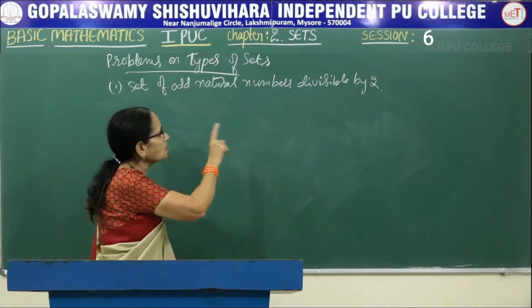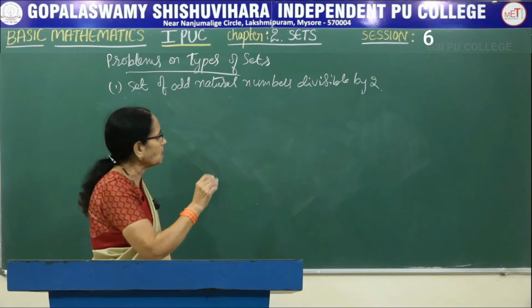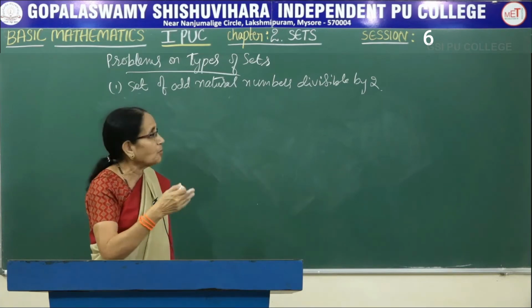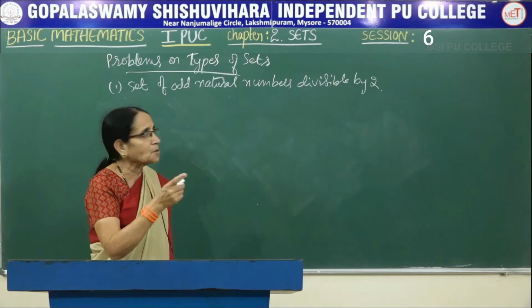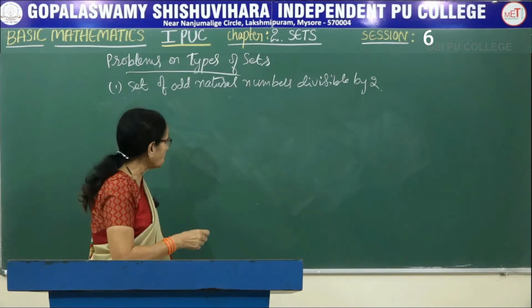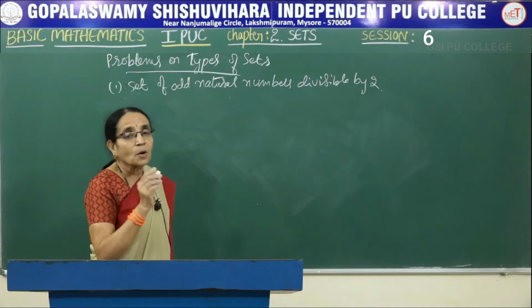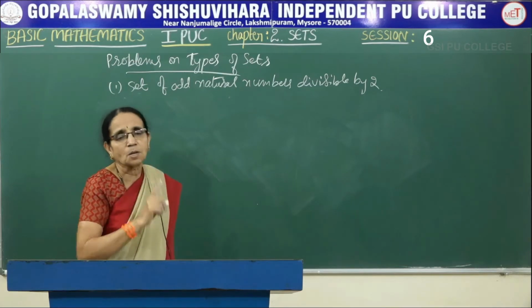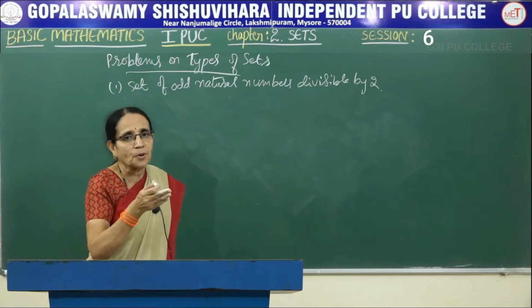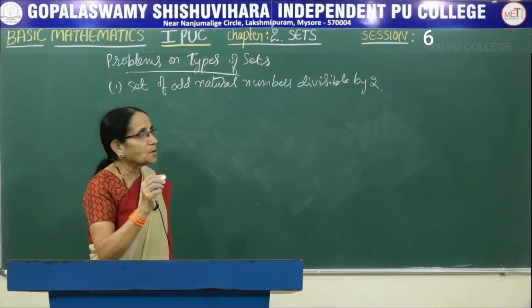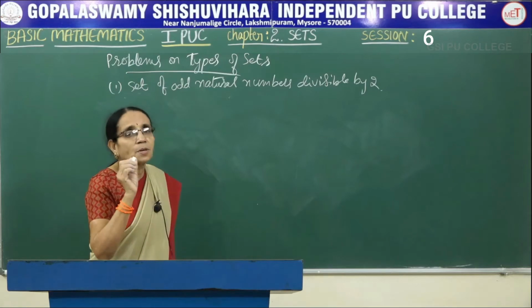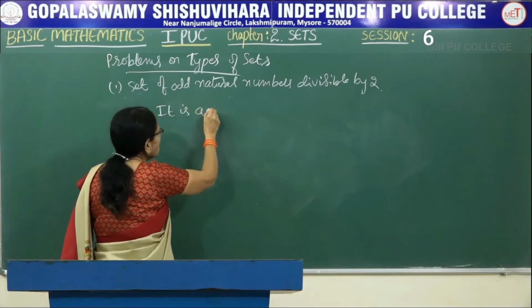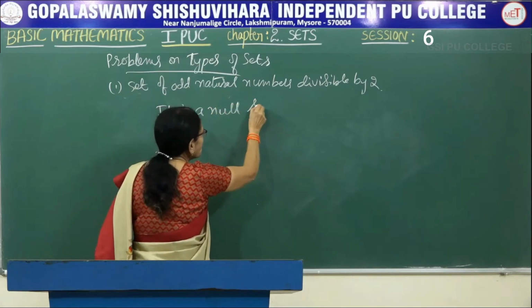So the set of odd natural numbers divisible by 2. In such problems, you need not write the set here and find out. Just give the reason, because only one sentence you can give the reason. So how do you write this one? What type of set can it be? It is an empty set, because what's the reason that you have to give? Suppose they ask you to justify. The reason this should be given is no odd number is divisible by 2, right? The answer is it is a null set, or it is an empty set.